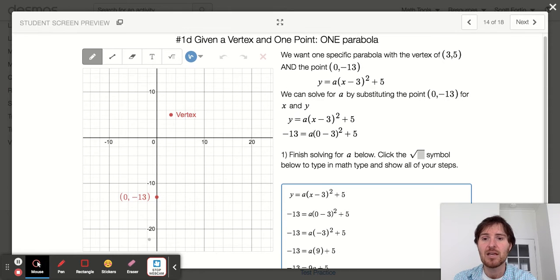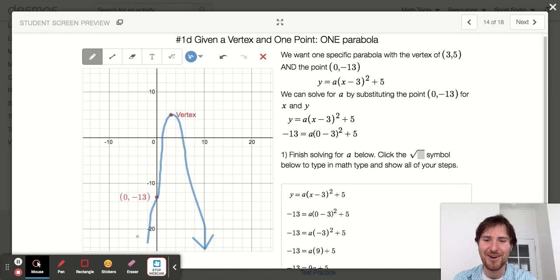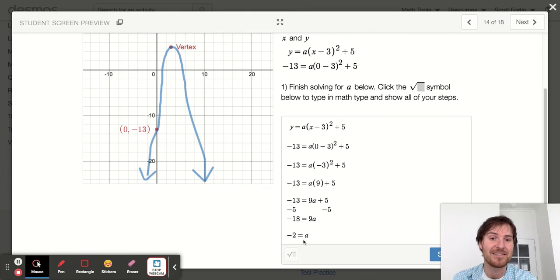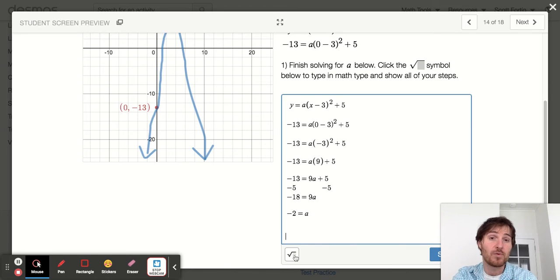Does it say sketch it? Do I sketch on this one? Yeah, we'd have a negative-facing parabola. It'd be pretty thin, and it would look something like this. Ugly parabola. But we would know it would go through the point (0, -13) and the vertex, because (0, -13) would make this equation true. We solved for a. It doesn't actually do this here, but this would eventually be the equation.